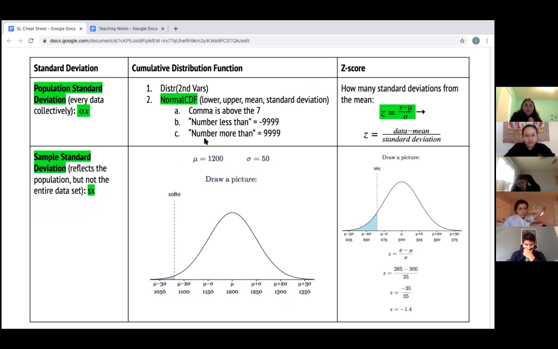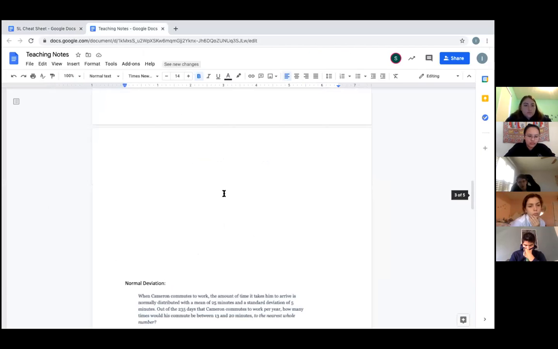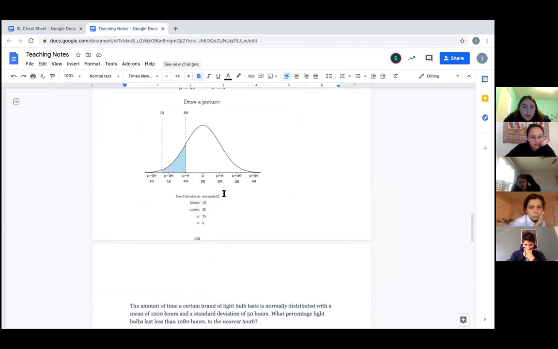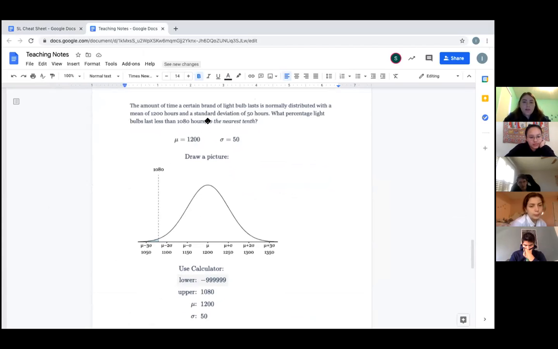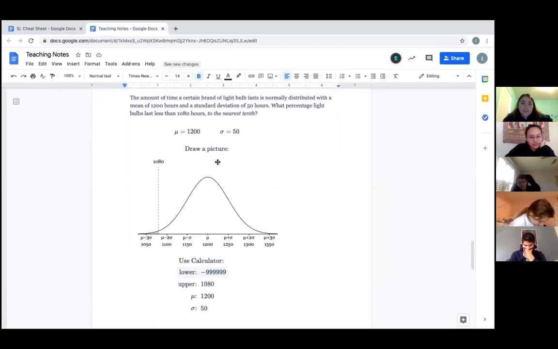Pretty self-explanatory. So if it says number less than, let's say the problem doesn't necessarily give you a super specific range. Let's say it says the amount of time a certain brand of light bulb lasts is normally distributed with a mean of 12,000 hours and a standard deviation of 50 hours. What percentage of light bulbs last less than 180 hours?